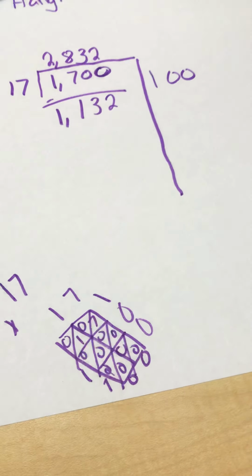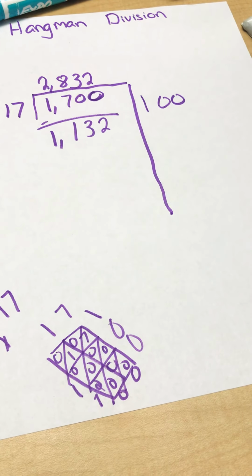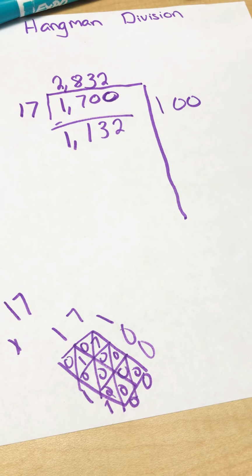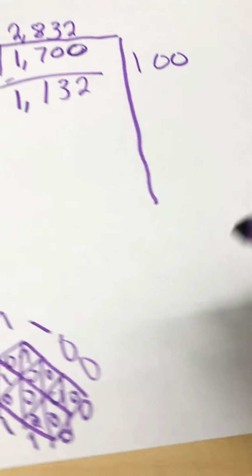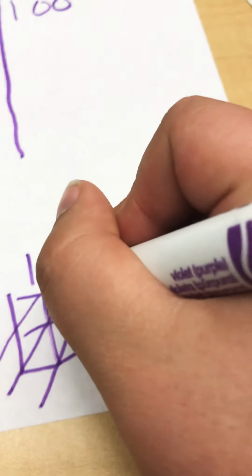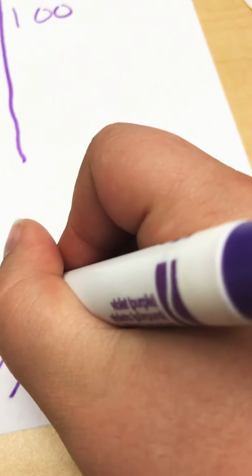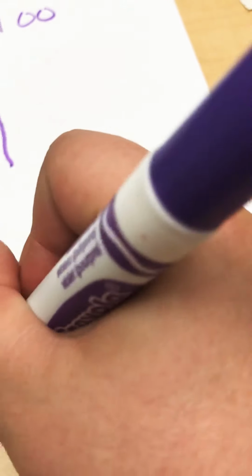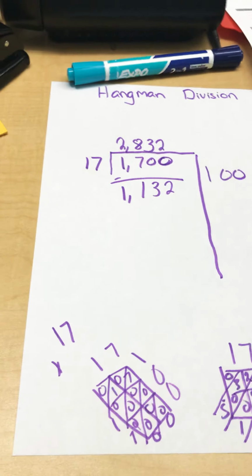So let's think, what is something else? Let's try multiplying 17 by 30. So we'll do our 1, 7, 3, 0. Again, we're doing our lattice multiplication. 3 times 7 is 21. 3 times 1 is 3. And we know 0 times anything is 0. So we'll add this up. 510, is that less than 1,132? Yes, so let's do that.